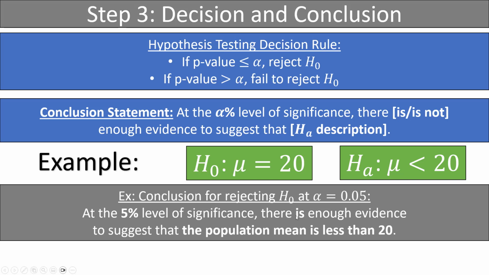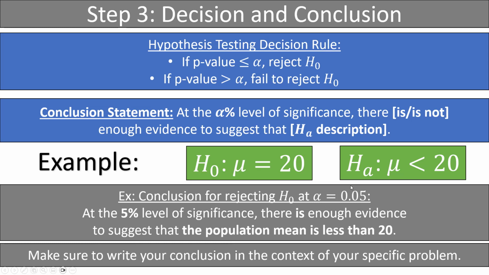There is enough evidence. We had the option of is or is not, but since we were rejecting the null hypothesis, we're going to say is. There is enough evidence to suggest that, and then we would restate our alternative hypothesis in words, that the population mean is less than 20. Of course, you're going to write your conclusion in the context of your specific problem. So if your mean relates to some kind of units, you would include those units in your conclusion as well.